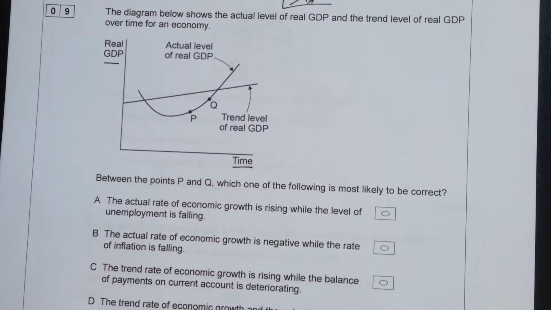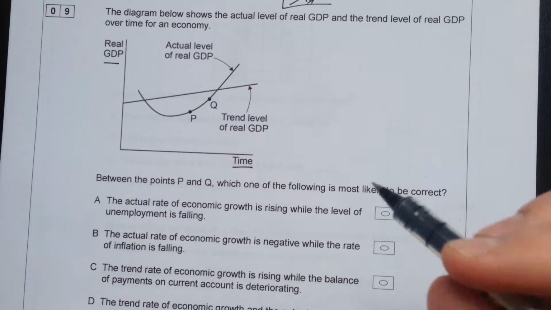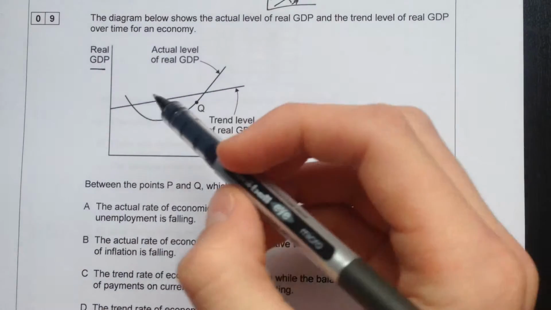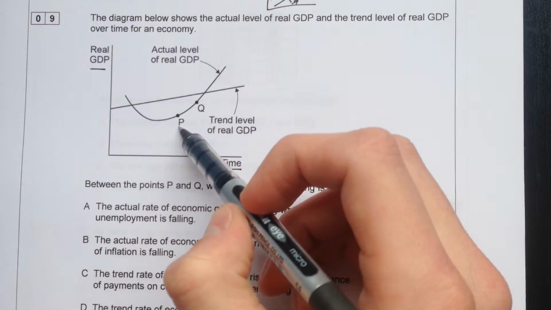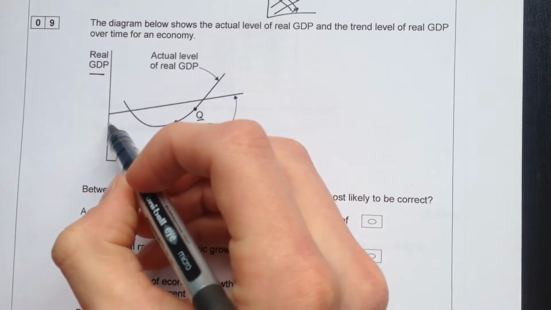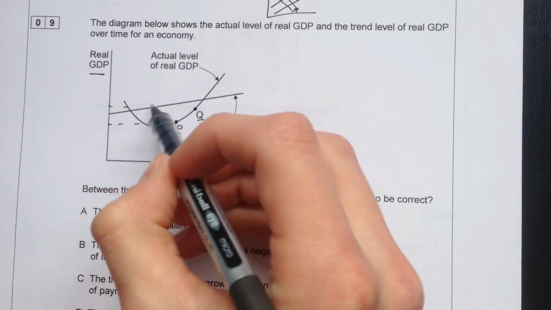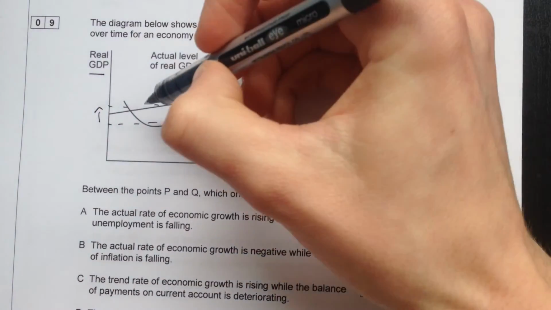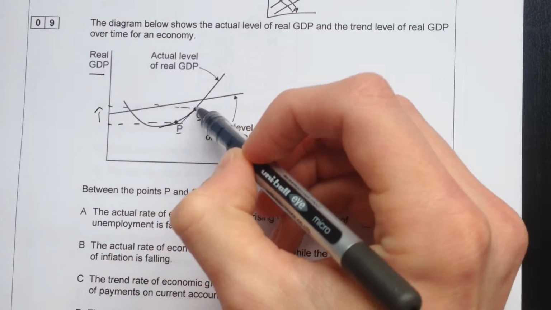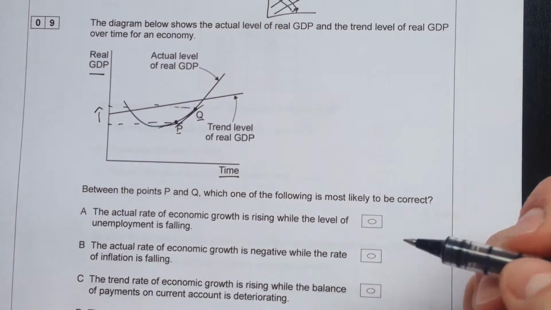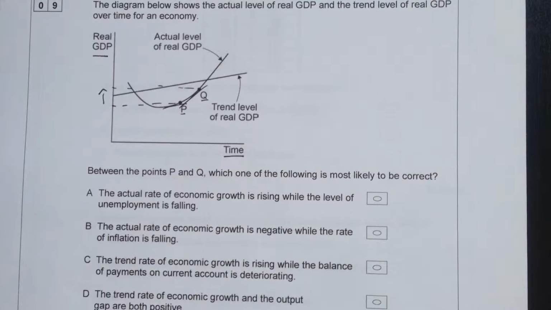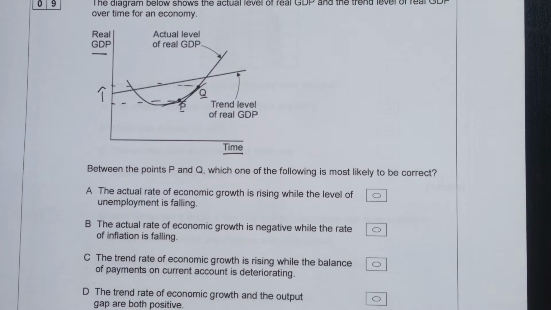So A says the actual rate of economic growth is rising, while the level of unemployment is falling. So we're at point P and Q. And moving from P to Q, our real GDP is rising. So we've got a growth rate. And as we've just come from this downturn and we're turning upwards, the gradient of this curve is getting steeper and steeper, which means that the growth rate of our economy is rising. And as our growth rate is rising, there's going to be less cyclical unemployment. So that would mean that unemployment will be falling. So the answer to this one will be A.